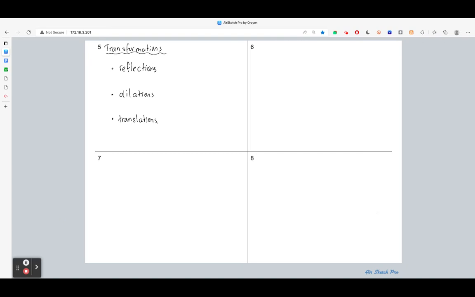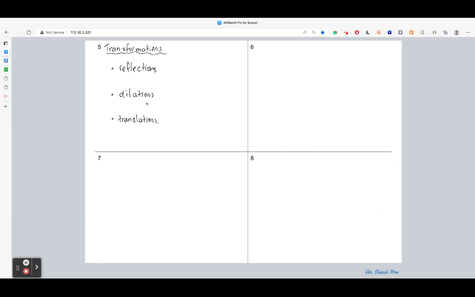Hi, in this video, we're going to have a look at transformations of the exponential function. Now, by this stage of the year, we have looked at transformations a number of times, so I'm hoping you're becoming a lot clearer with how to apply them to different functions. Remember, there are three types of transformations. There are reflections, dilations, and translations.